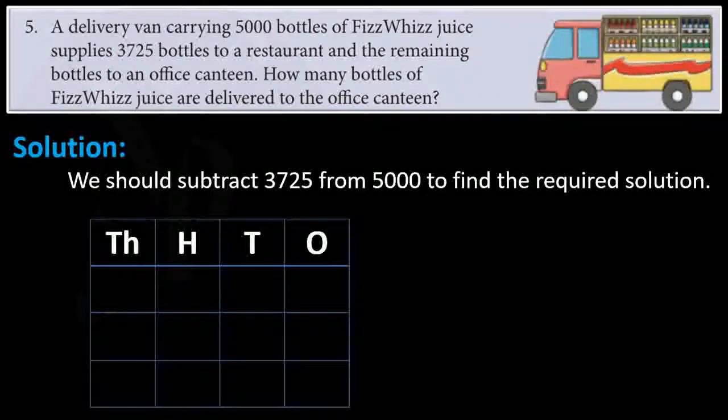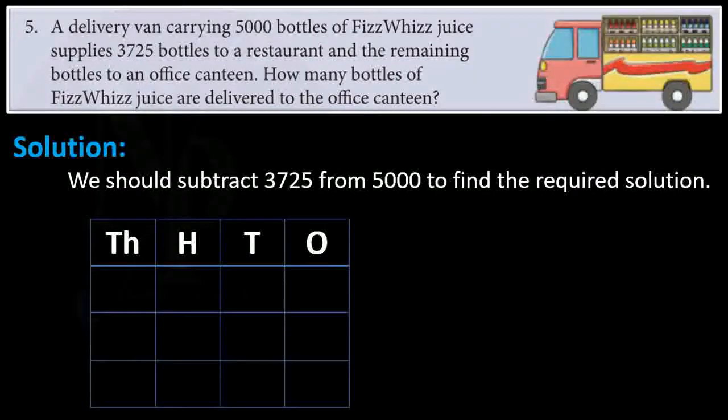As we did earlier, we will write down the numbers in the place values table according to their places. So I will write the 5000 in the first row, 5 0 0 0. I'll put a minus sign here to indicate subtraction, and in the second row I will write 3725.